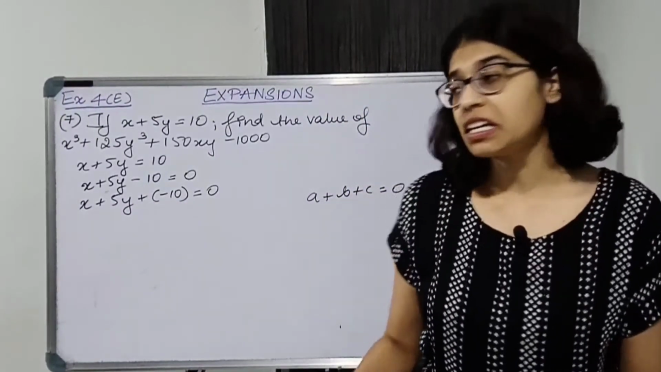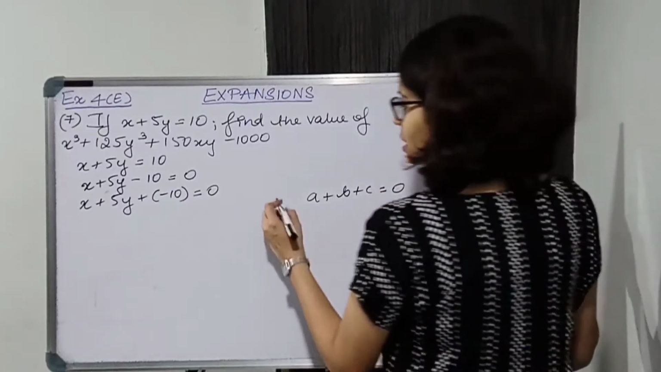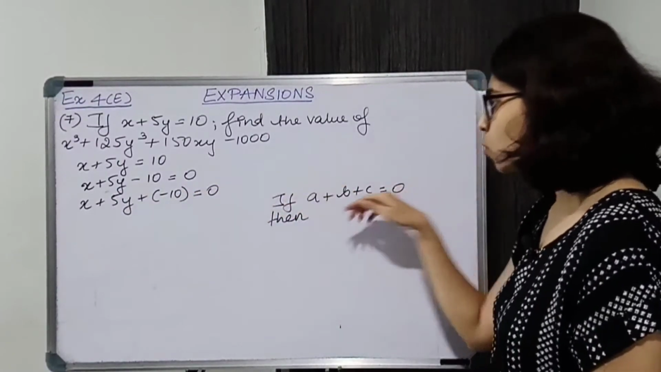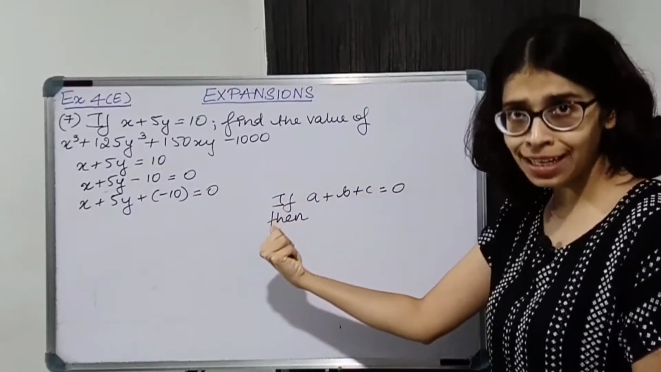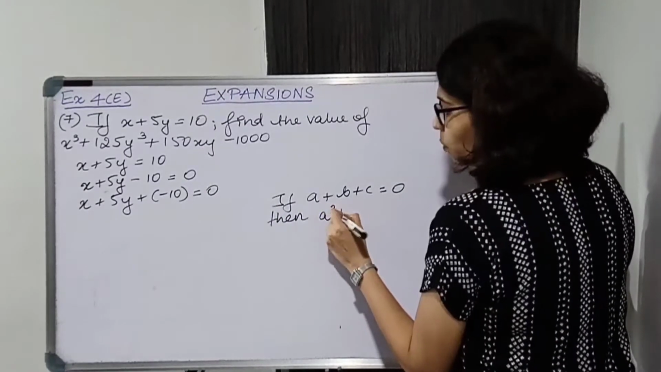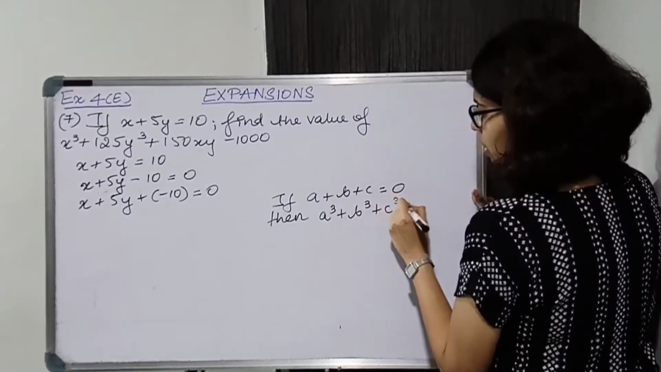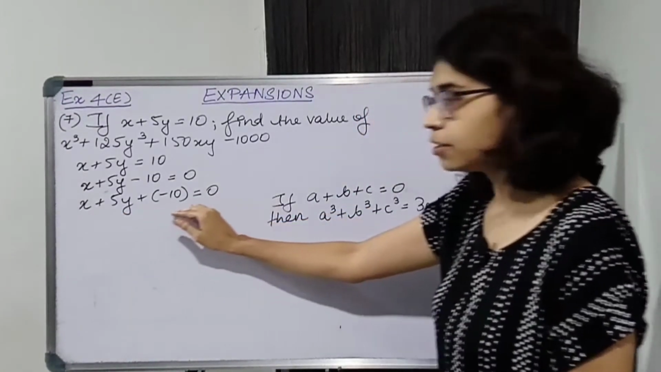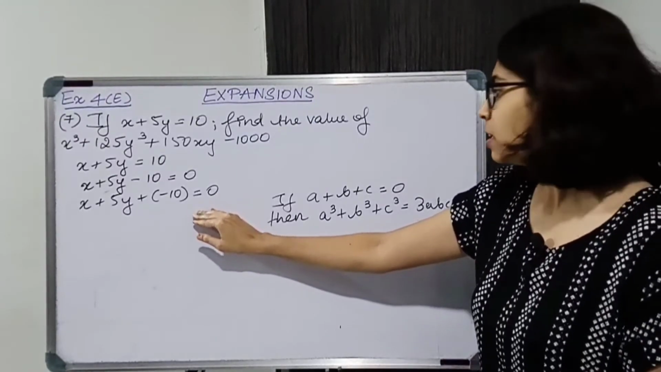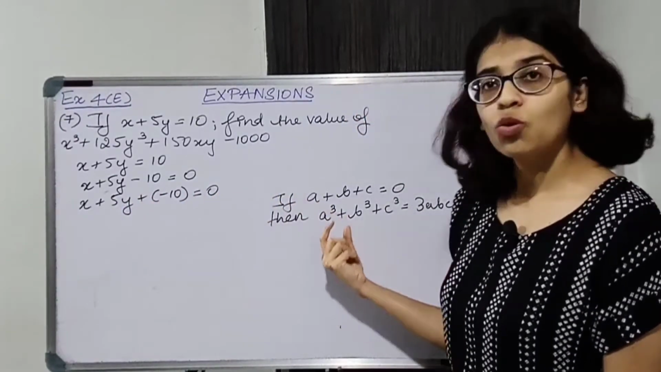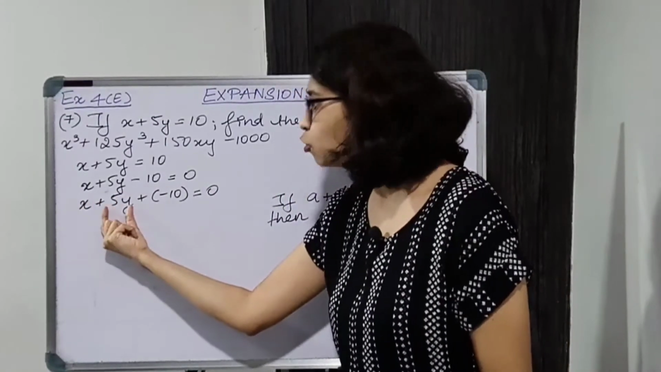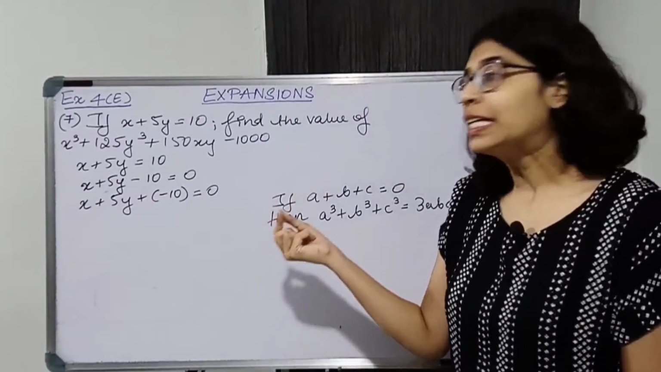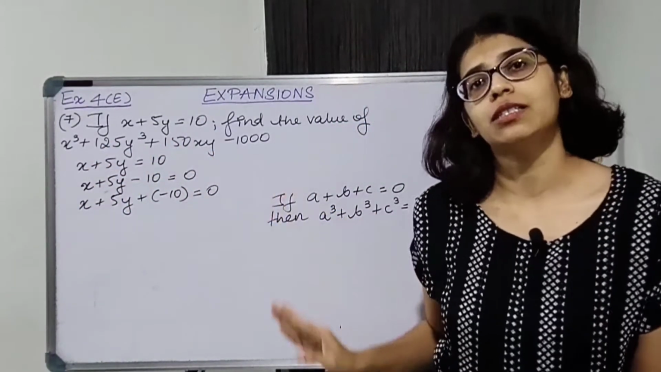Now what does the property say? If a plus b plus c is equal to 0, then, so after this write down, if a plus b plus c is equal to 0, then a cube plus b cube plus c cube is equal to 3abc. Okay, so write this down after noting this. So a plus b plus c is 0, so the sum of the cubes, cube of this plus cube of this plus cube of this, is equal to 3 into x into 5y into minus 10.